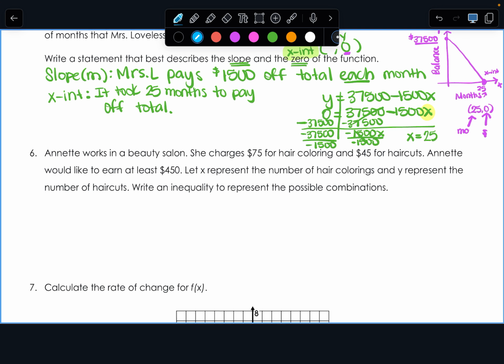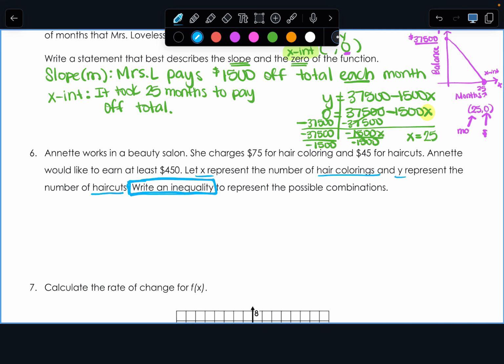Anyway, Annette works in a beauty salon. She charges $75 for hair coloring, $45 for haircuts. Annette would like to earn at least $450. Let X represent the number of hair colorings. Y represents the number of haircuts. They want you to write an inequality, just like what we did on Friday.